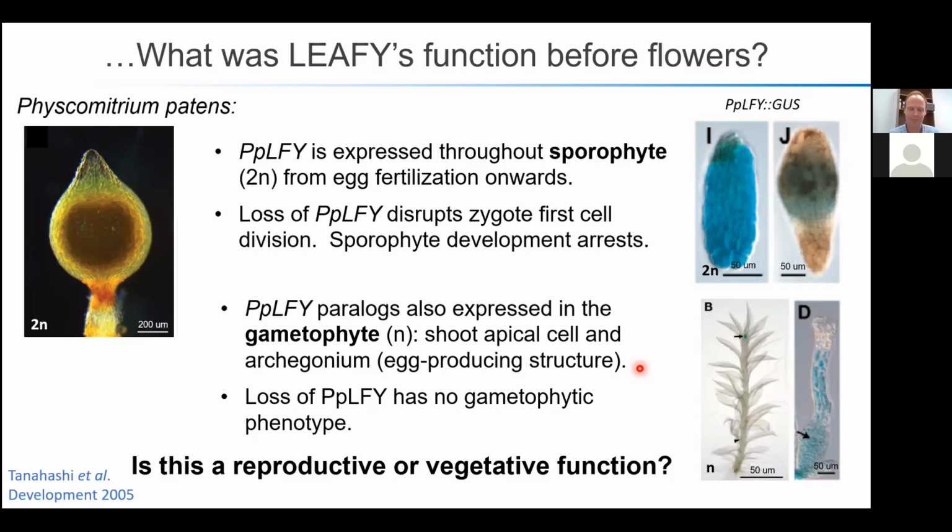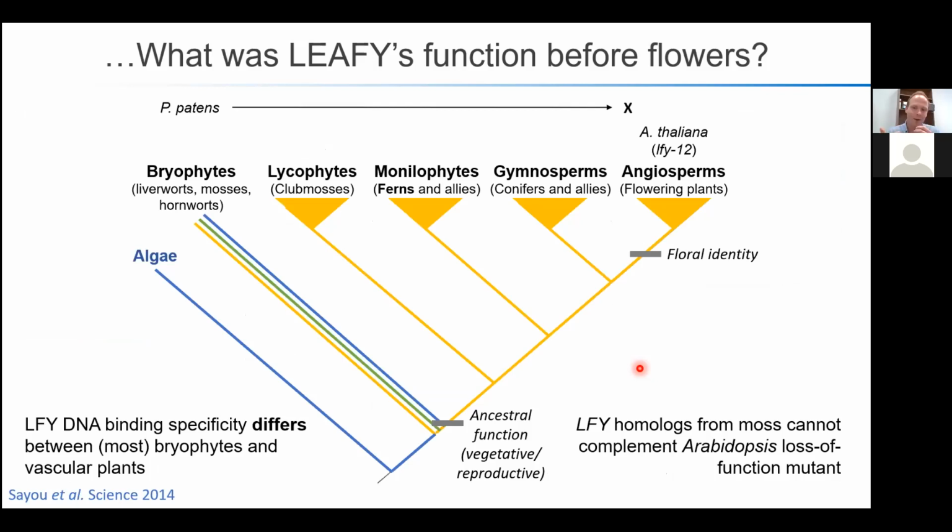So the interpretation kind of stopped at this point and everyone gave up a little bit. What they could say is that if you took a copy of LEAFY from Physcomitrium and you tried to complement the Arabidopsis loss of function mutant, there was no complementation. So there has been a change in LEAFY function between moss and Arabidopsis.